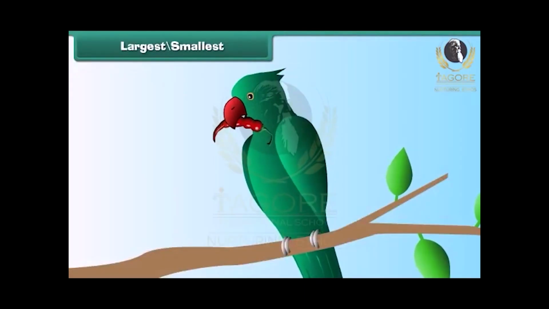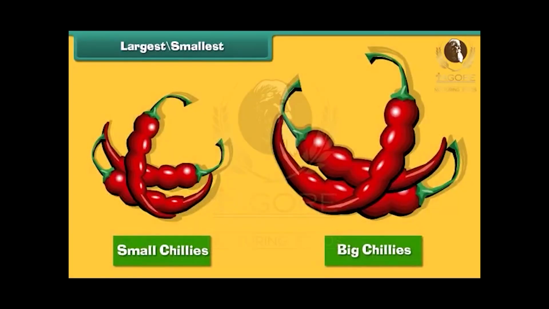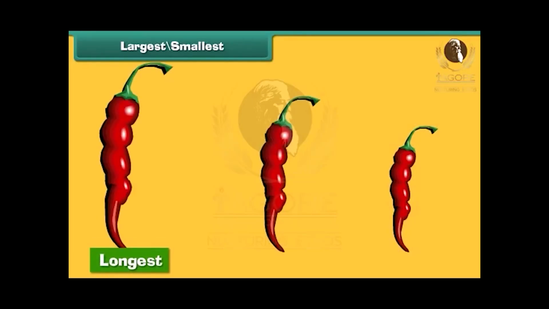Remember, the red chilies a parrot eats. There are small chilies and big chilies. Among three chilies, the first is longest, the third is smallest.